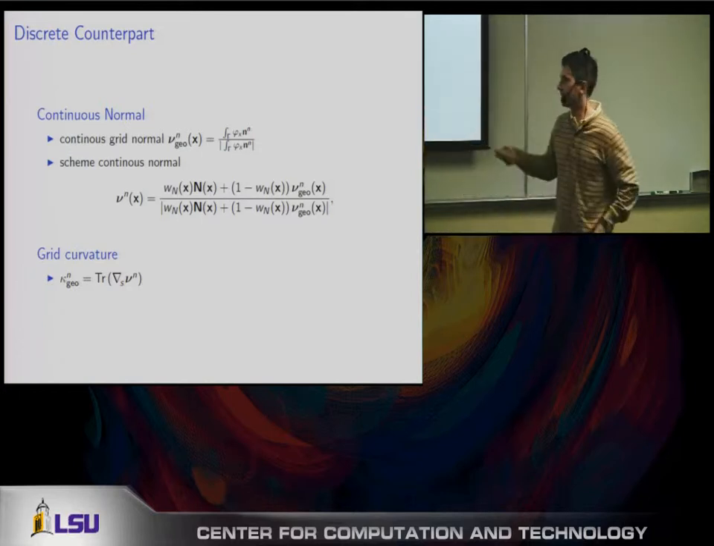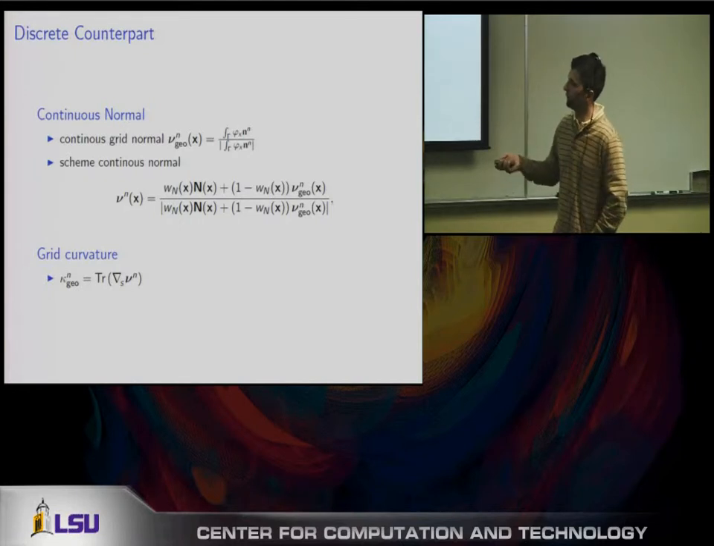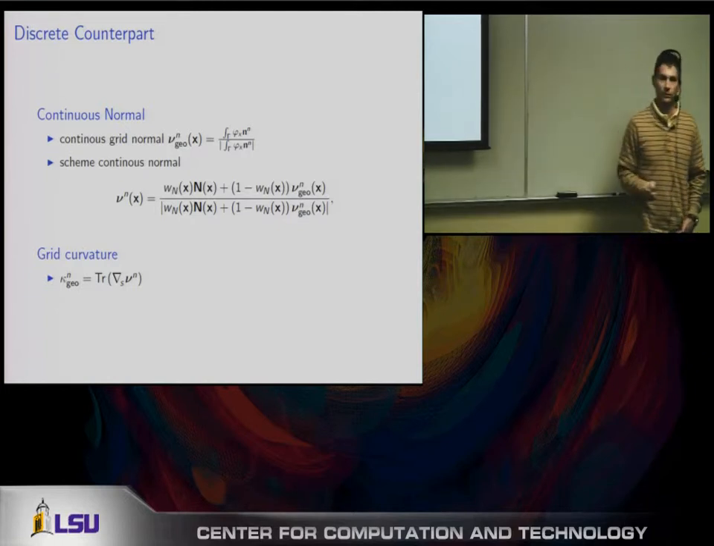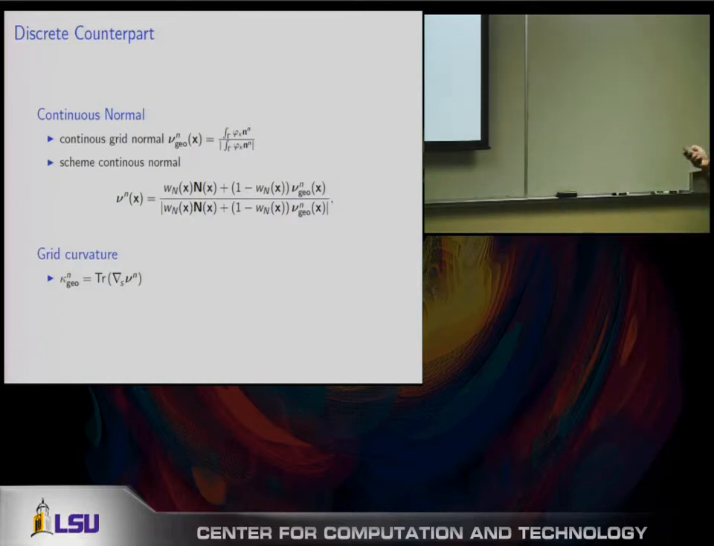What we will need is scheme curvature. And the way to compute the scheme curvature is through the trace of the gradient of that continuous normal. If we have a continuous normal, we can take the gradient, we can take the trace, and this is defined in each element. Okay, a lot of definitions, I agree.